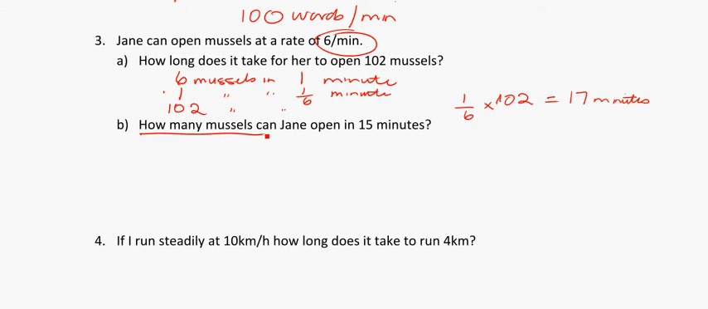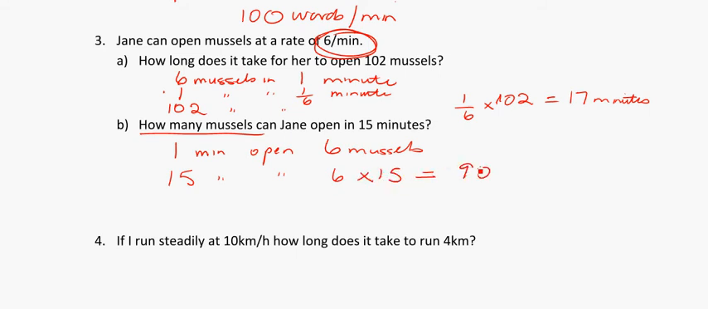Okay, how many mussels can Jane open in 15 minutes? Go back to your rate up here. So I'm going to put that on the right hand side and my minutes on the left hand side. So in 1 minute you can open 6 mussels. In 15 minutes I must be able to open 15 times that. 6 times 15, which is 90 mussels.